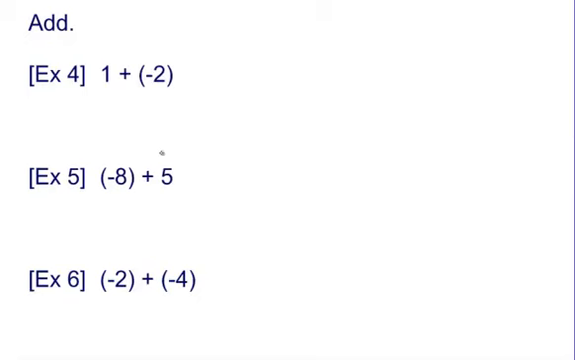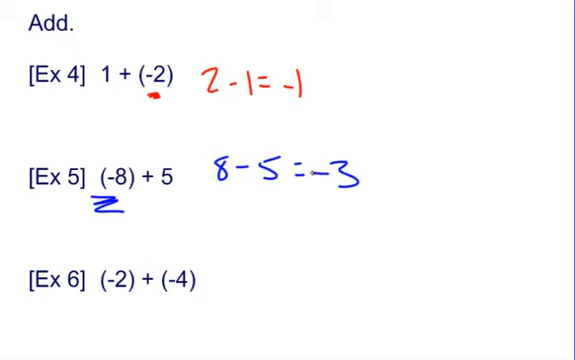Okay, welcome back. Here, signs are different, subtract, so 2 minus 1 is 1. Higher number is negative, so it's going to be negative 1. Number 5. Signs are different again, subtract. 8 minus 5 is 3. Higher number is negative, so it's going to be a negative 3.